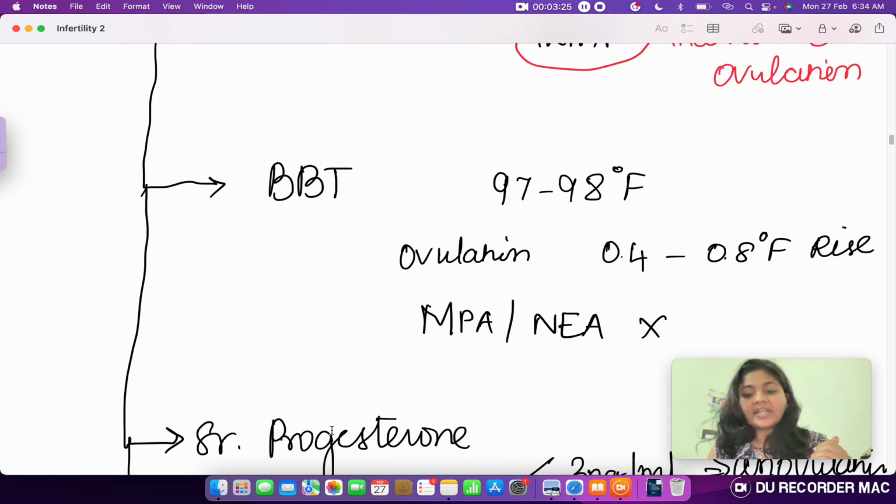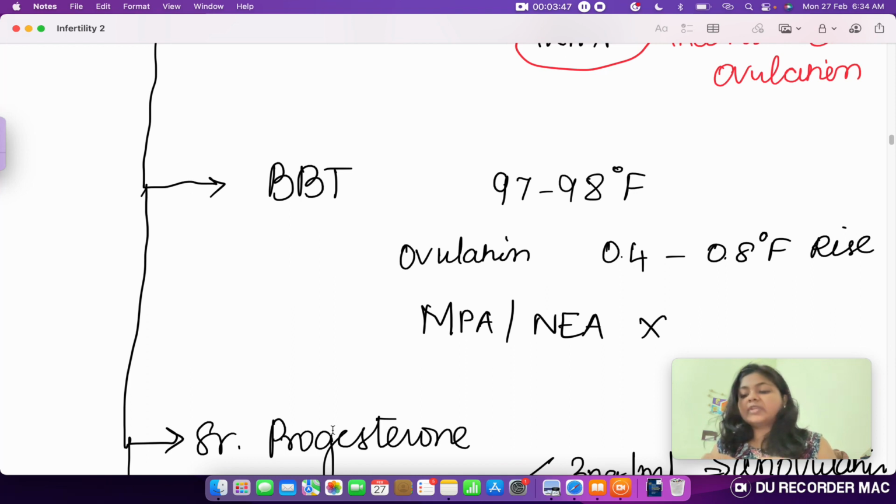Basal body temperature 97 to 98 degrees in the follicular phase. After, at ovulation time, it will rise around 0.4 to 0.8 degree Fahrenheit. So daily the woman will take the oral temperature and document it in her diary. So the day that she notices a rise in temperature will be the day that she is ovulating. So that will be the period to have sexual intercourse.